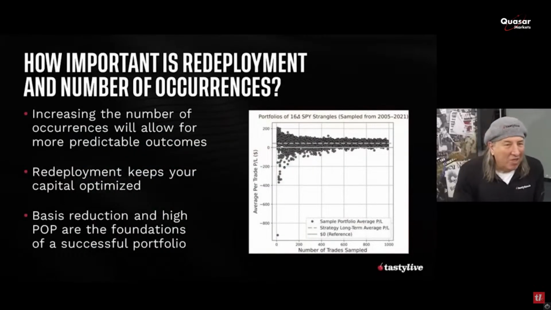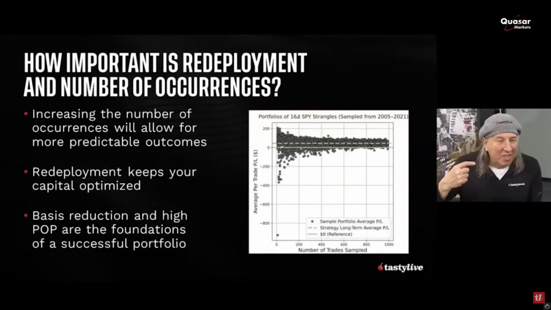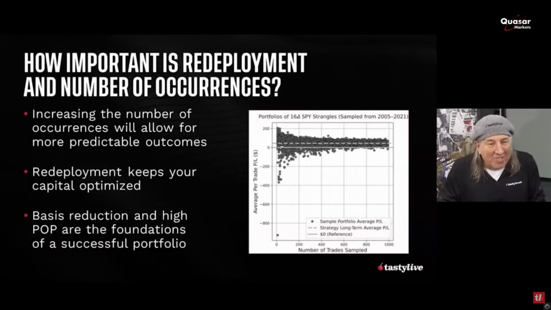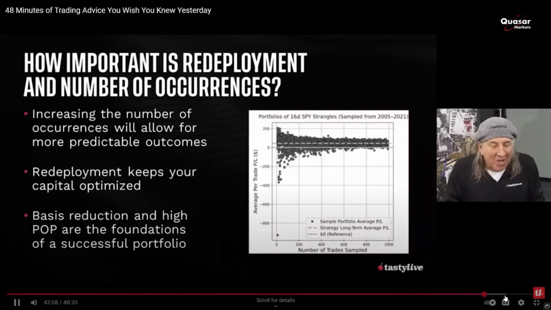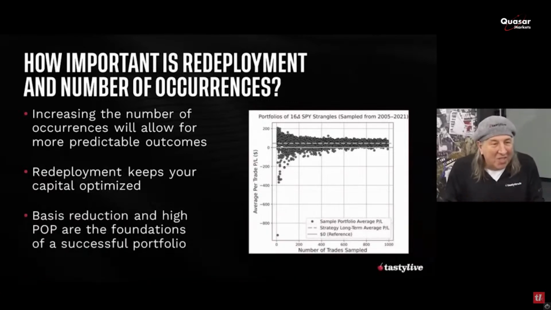So how important is redeploying your capital and the number of occurrences? Well, in order for everything we're talking about today to be worthwhile for you in the long run, in order for you to have some form of a predictable outcome, you have to have a reasonable number of occurrences. So increasing the number of occurrences, whether you just log on, adjust a position, close something or reopen, the more occurrences you have, up to a reasonable number, will allow for more predictable outcomes.